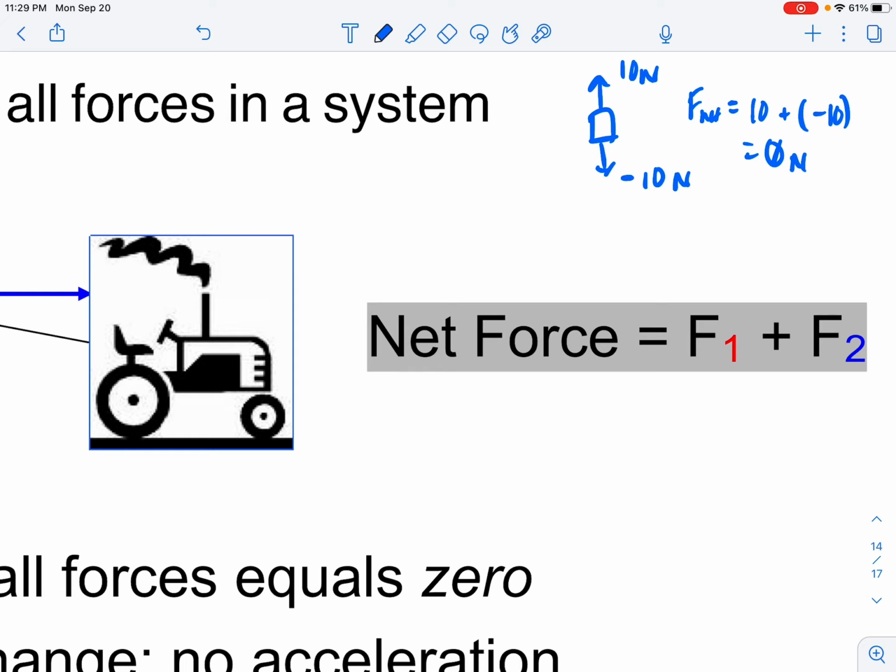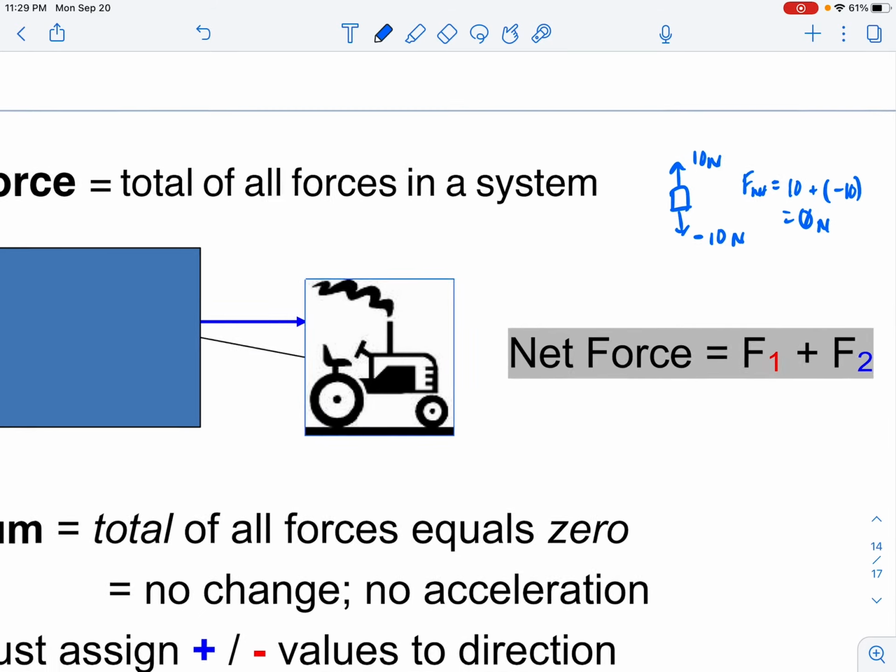Now what does that mean? That means that the forces are balanced, so the object is not accelerating because essentially there are 0 newtons acting on the object. Even though there are forces being applied to the object, those forces are completely canceling each other out. So it's as if there's no force acting on the object, no acceleration, okay?